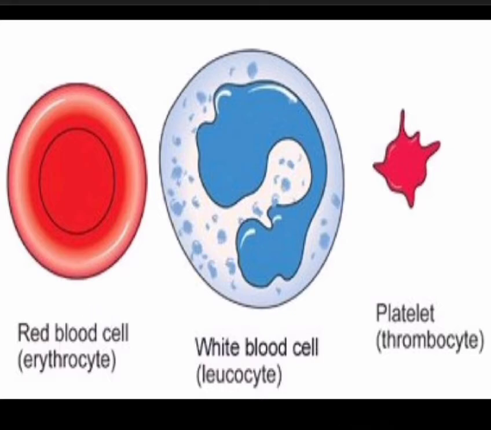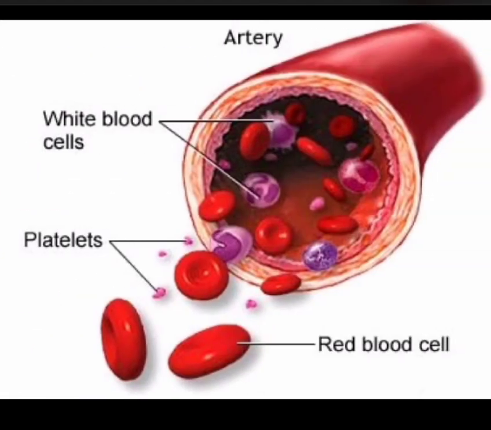Now, this is an example of the various components of the blood. We have the red blood cells, which are also known as erythrocytes. Then we have the white blood cells, which are the defensive mechanism, and are called leukocytes. And then we have the platelet, which is referred to as what? Thrombocyte. Now, this is an artery showing the various components of the blood. Okay, there are other components like water, oxygen, nutrients, and so on and so forth.